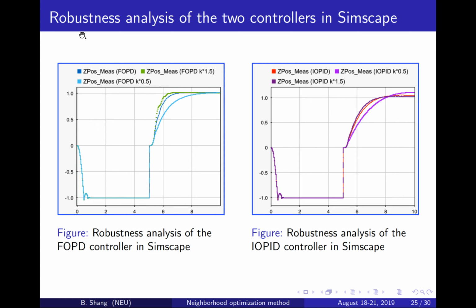Also, we have done the robustness analysis for the two controllers. We can see the purple one has more overshoot.